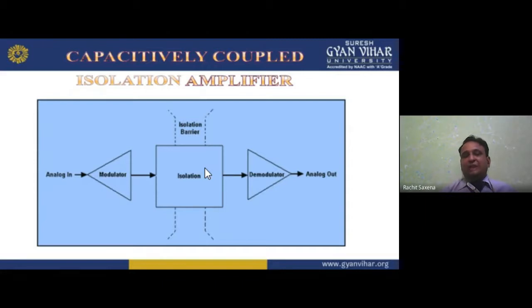So that is your capacitively coupled isolation amplifier. What is it? The capacitively coupled isolation amplifier. If I am using the word capacitively, there will be some capacitive effect. Now in the capacitively coupled isolation amplifier, see here. Analog input that we are getting. Modulator is there, changing the frequency. Isolation we are making with the barrier with the help of this capacitive coupling, and then demodulating at the original range.